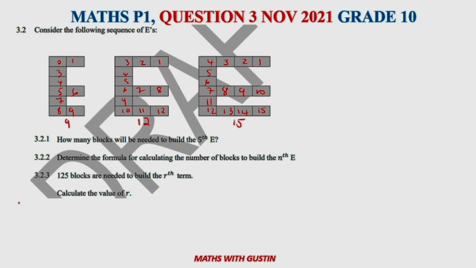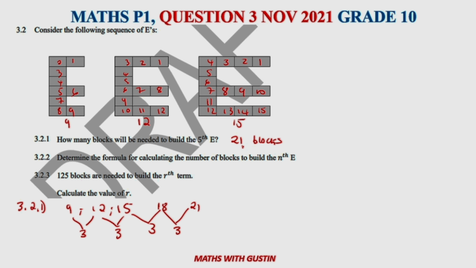Okay, let me just come and write it down here. 3.2, 3.1. So our pattern is 9, 12, and therefore 15. The difference, 12 minus 9 is 3, and therefore 15 minus 12 gives us 3 as well. Okay, so 15 plus 3 will give us 18. 18 plus 3 will give us 21. So therefore, how many blocks will be needed? You're gonna just come here and say for the fifth E, 21 blocks will be needed. Okay, 21 blocks needed.